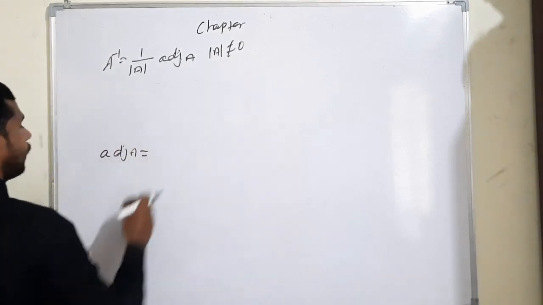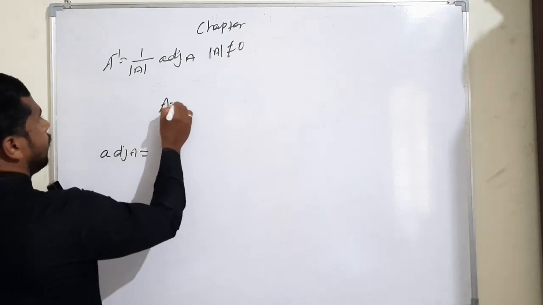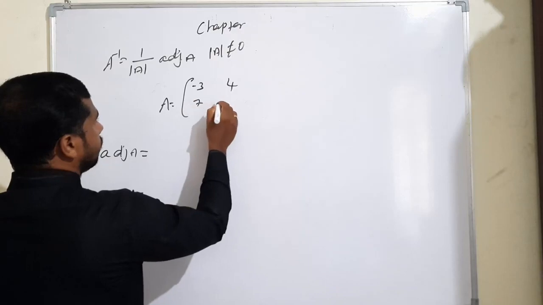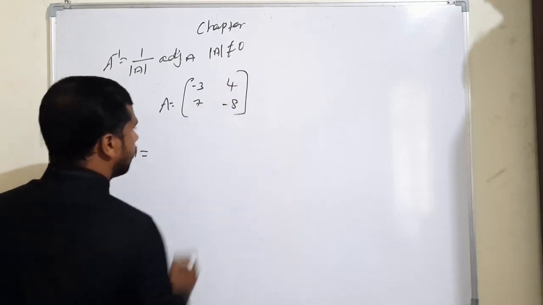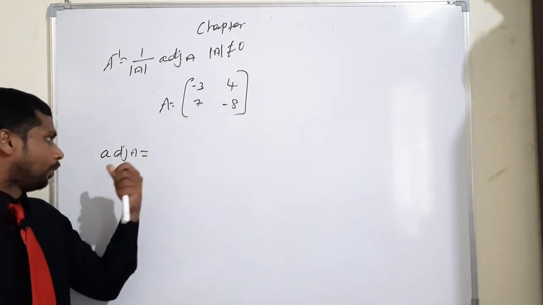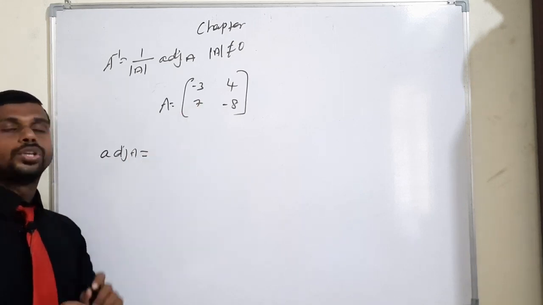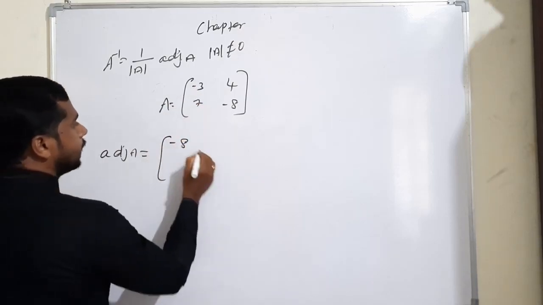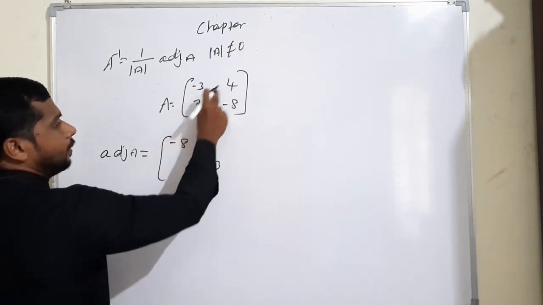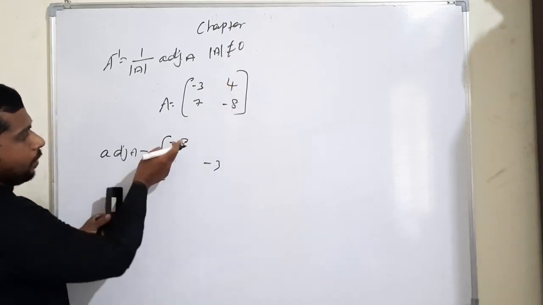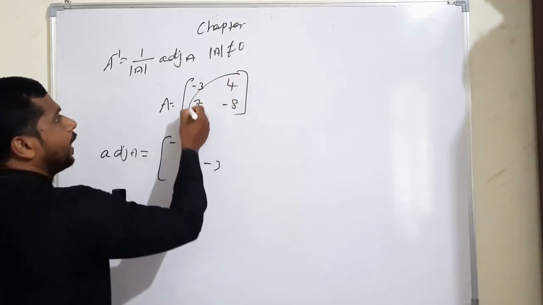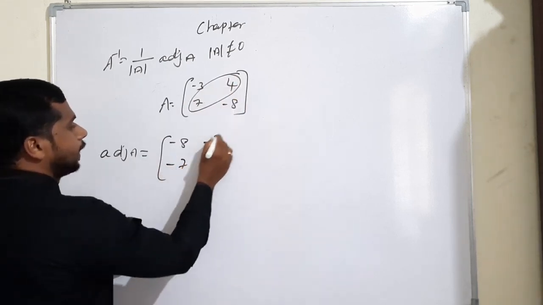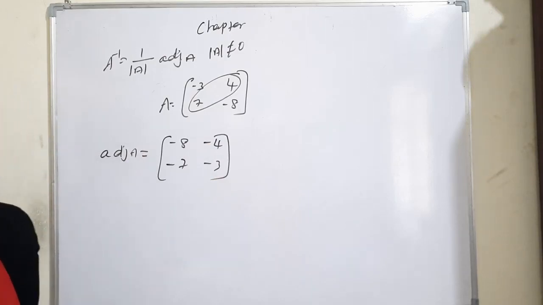The same concept: how to find the adjoint of A? So A is equal to [-3, 4; 7, -8]. If you find the adjoint of A for a 2 into 2 matrix, it means interchanging the leading diagonal. Adjoint of A means -8, -3, then change the sign of the off diagonal. So interchanging the leading diagonal, and for the off diagonal just change the sign only. Positive 4 becomes -4, positive 7 becomes -7. This is called the adjoint of A for a 2 into 2 matrix.